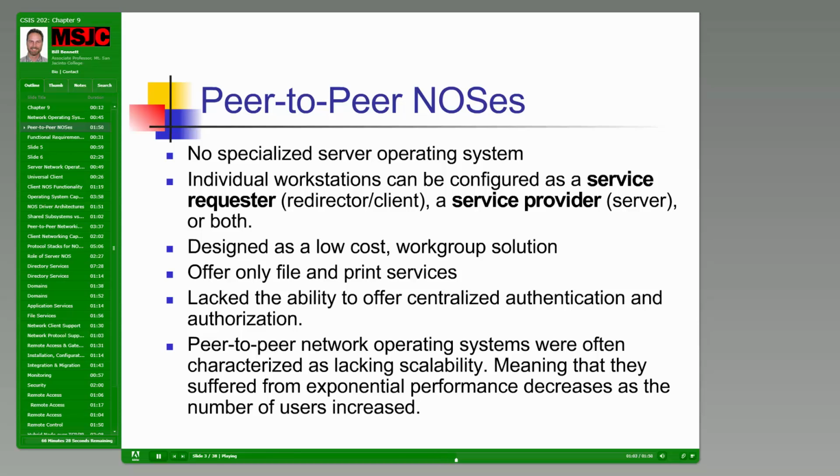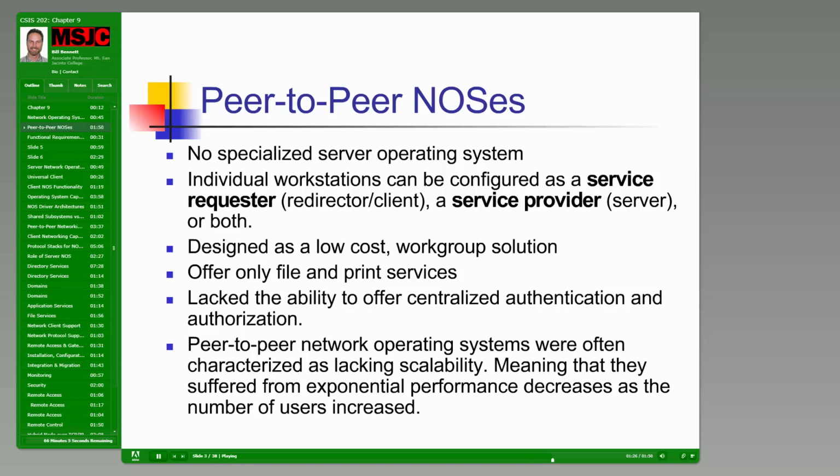Peer-to-peer networks are designed as low-cost workgroup solutions. When they provide services, it is usually only file sharing or print sharing services. One of the major drawbacks to peer-to-peer workgroup networks is their lack of ability to provide centralized authentication and authorization, which we'll discuss in greater detail in Chapter 12.